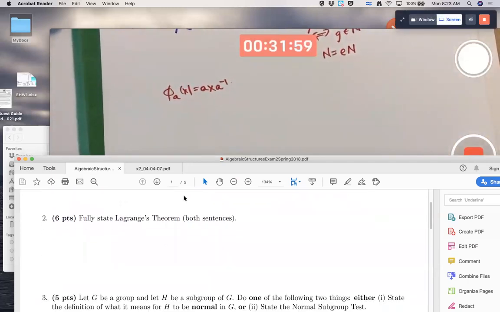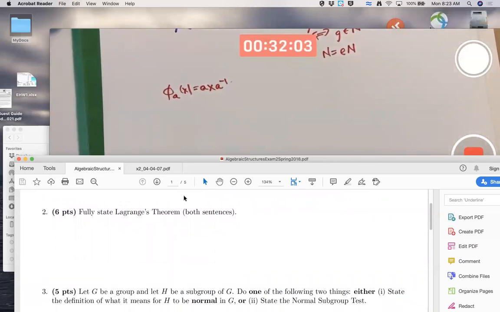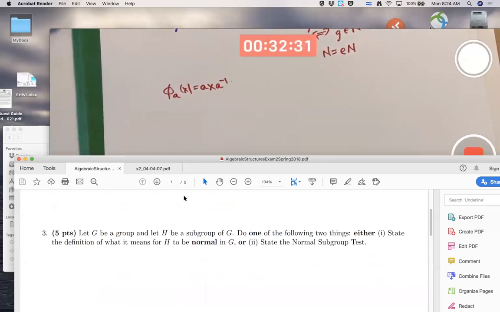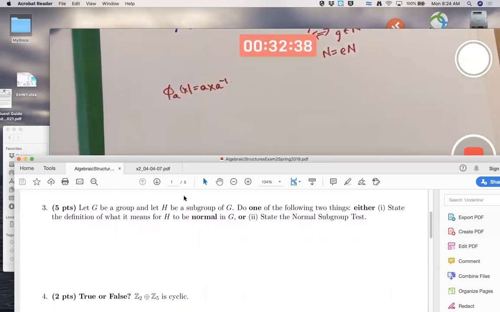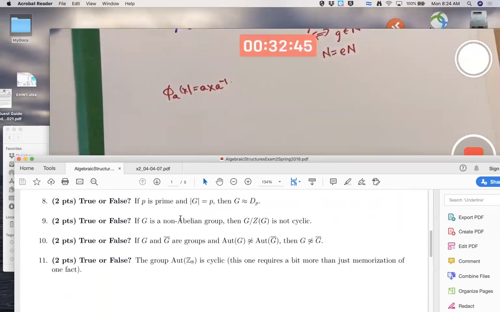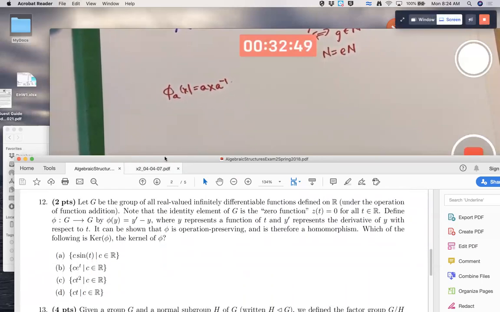Fully state Lagrange's theorem. Okay, the memorization thing. Again, you certainly can just spend the time memorizing things, but I've always tried to emphasize that if you understand stuff, you should be able to remember it without necessarily sitting down and memorizing. But if you need to sit down and memorize, then you should. I'm not looking for word for word. I'm looking for the right meaning, the same meaning. Stating either the normal subgroup test or the definition of normality was in terms of left cosets being equal to right cosets. True false questions, I'll let you think about those. Yeah, here's the differential equations one.